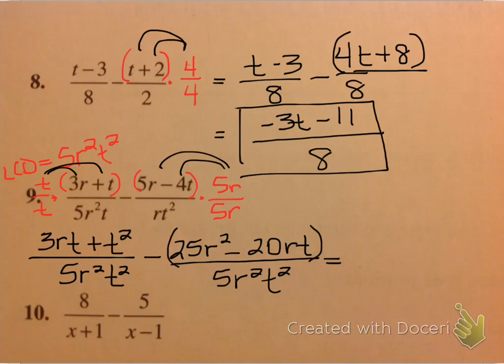So now I should be able to combine them into one fraction with the denominator of 5r squared t squared. So 3rt minus 20rt is going to end up being 23rt. I have a t squared, so I'll just put that in the front. And then I have a minus 25r squared.